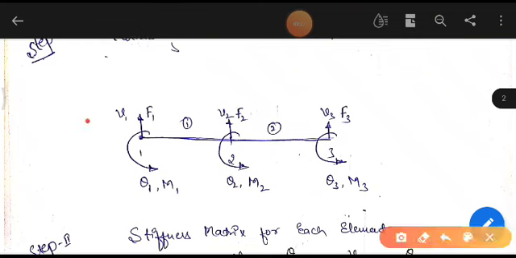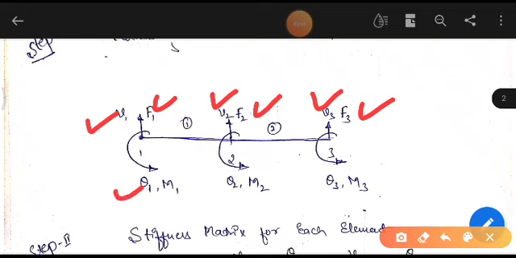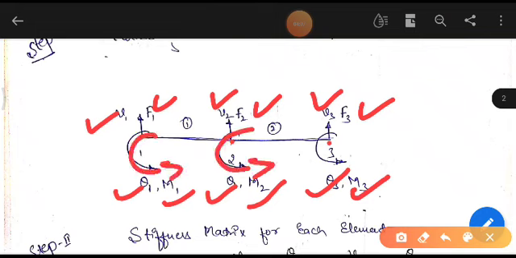Each node has displacements which we can see here. Let the vertical displacement be V1 because of force F1, V2 because of force F2 and V3 because of force F3 in nodes 1, 2, 3 respectively. Similarly, we have angular displacement theta 1 because of moment M1 in node 1, angular displacement theta 2 due to the moment M2 at node 2, and angular displacement theta 3 due to moment M3 at node 3. This is how the modeling has to be done. Clear? These are representing the angular displacements.